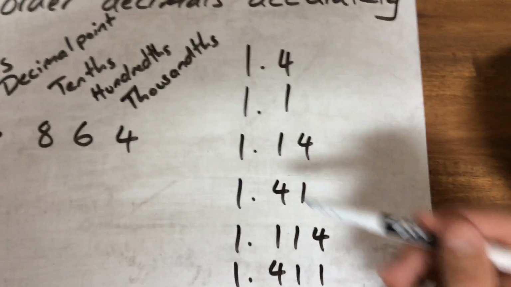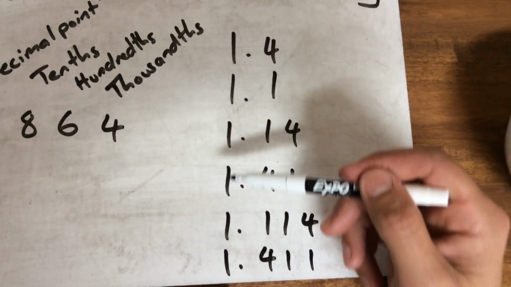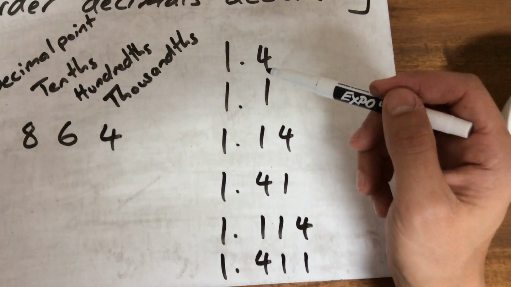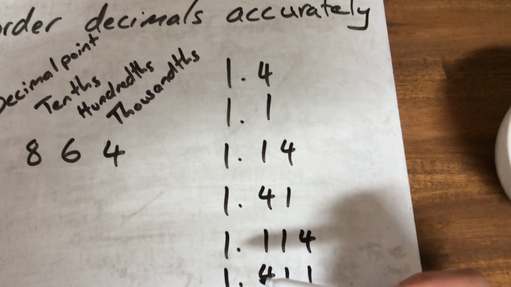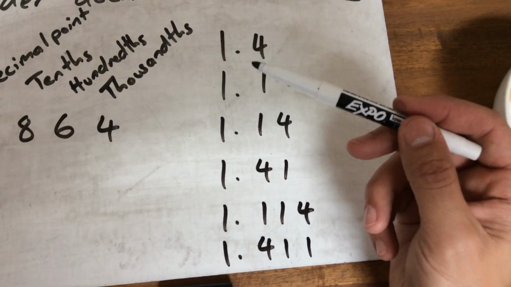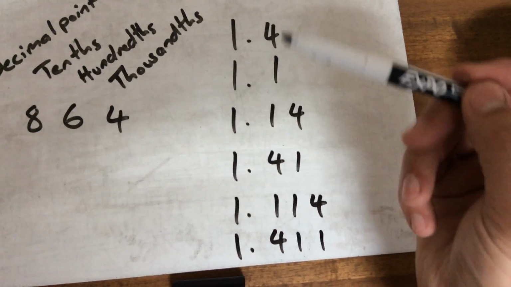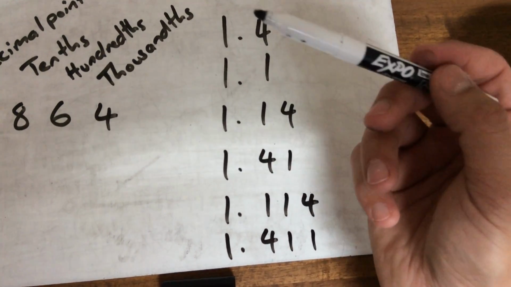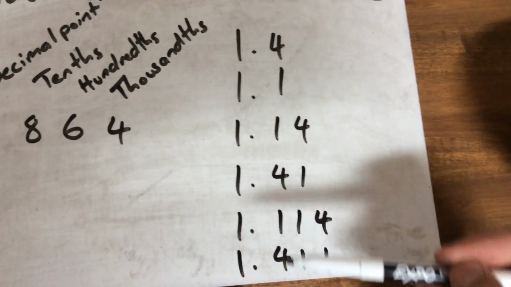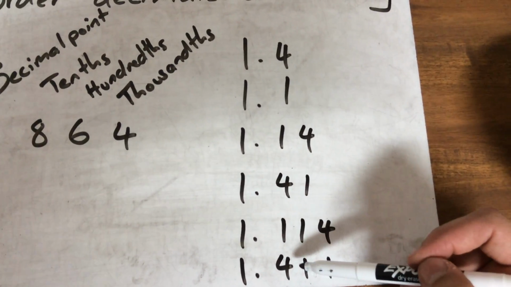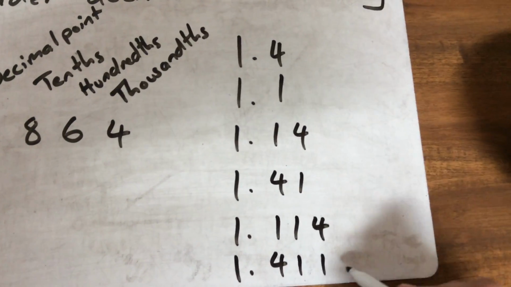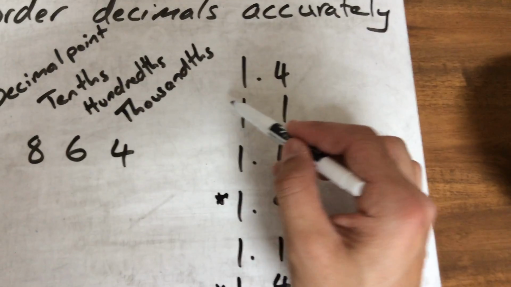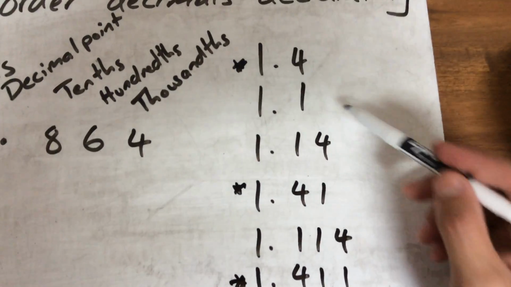In our ones column, we can see that they've all got a 1 in them, so they're all the same amount. That means we have to go to our tenths column to see which are the bigger numbers. We can see here we've got 3 4s, and then we've got some 1s. So we're going to need to look at the ones that have 4s to see which one's the biggest. That means we need to go to the next column. I'm just going to put a little asterisk beside these ones because these are the ones we're going to be working with.